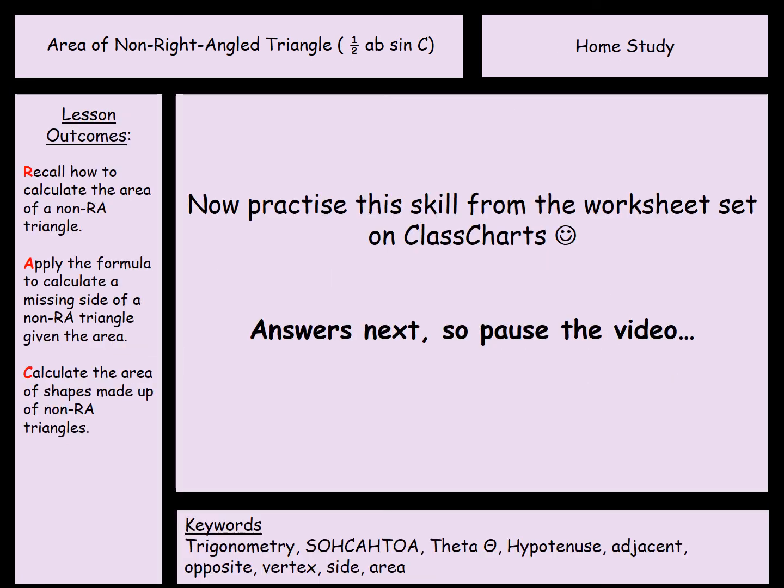On class charts there is a worksheet. The worksheet's got a few questions on working out the area and a couple of questions where you have to work out either the missing side or the missing angle. So pause the video, have a go at the worksheet, solutions will pop up next.